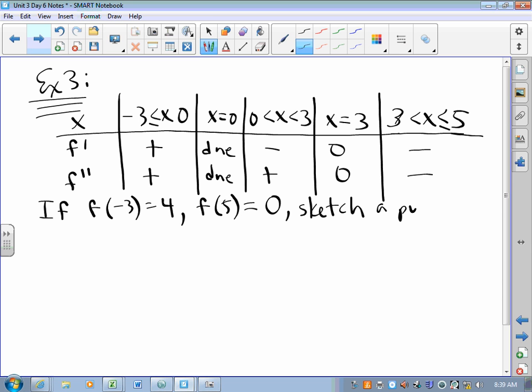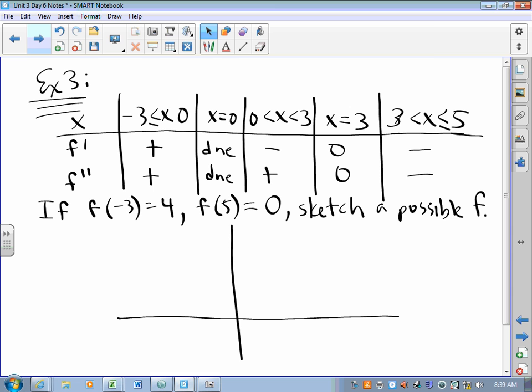sketch a possible f, because there will be many. So 1, 2, 3, 1, 2, 3, 4, 5. Those are the big spots we're looking at. At -3, the y value is 4. And at 5, the y value is 0.